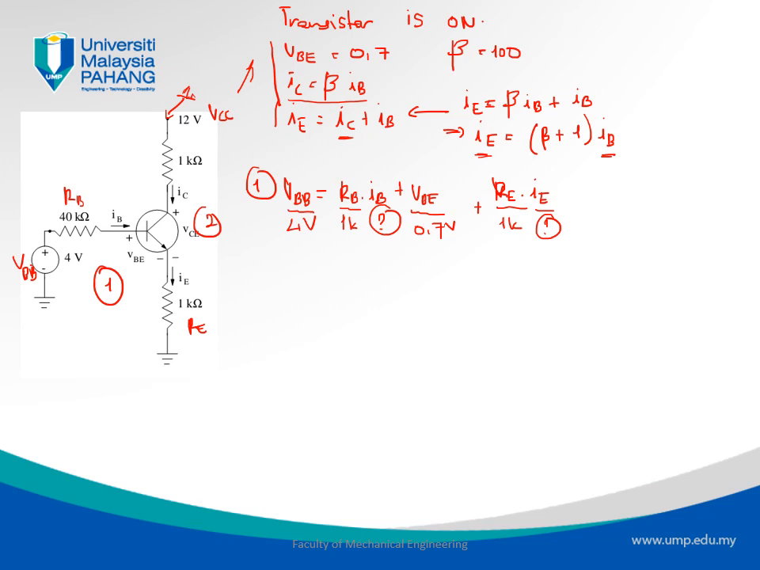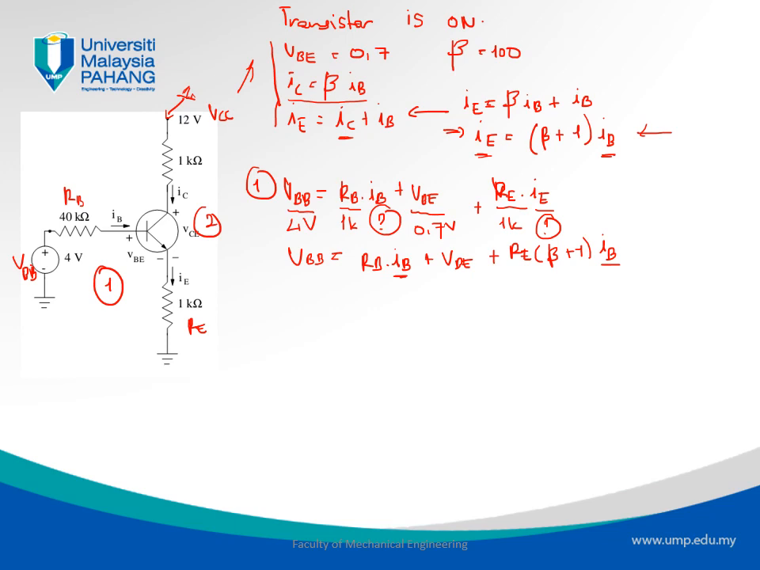But if you look at here, IE can be written as a function of IB as well. So we can write VBB equals RB IB plus VBE plus RE multiplied by, so we've deduced previously that IE is beta plus 1 IB. So now having this, we see that in this equation the only unknown is IB. We know all other parameters. So from here we can calculate IB.